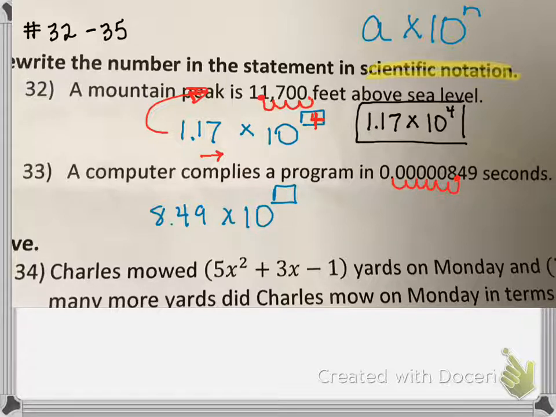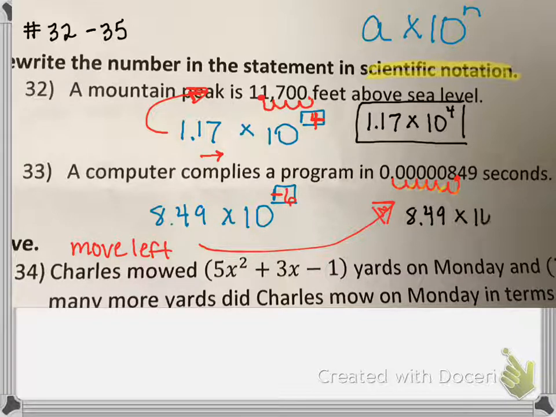To figure out the power, we have to count how many times we move. So we go over here and we count the little humps, 1, 2, 3, 4, 5, 6 times. This exponent is going to be a 6, but to get 8.49 back to its original form, the decimal point would actually have to move left. So moving left indicates a negative. So my final answer would be 8.49 times 10 to the negative 6th power.